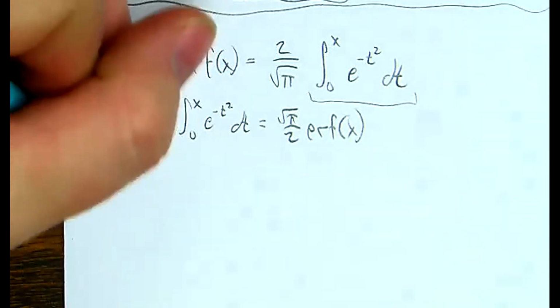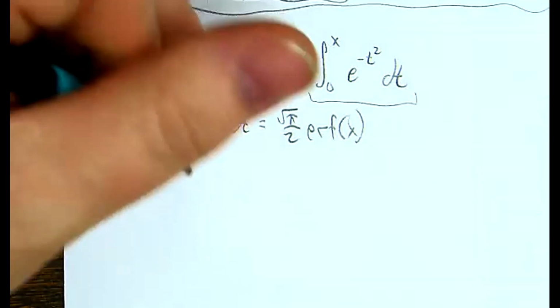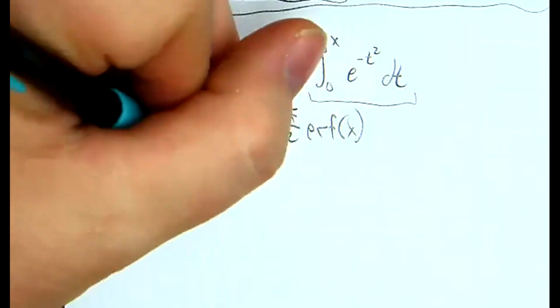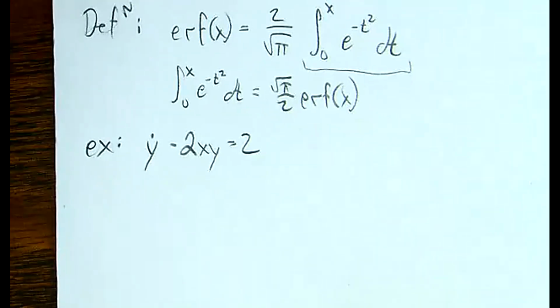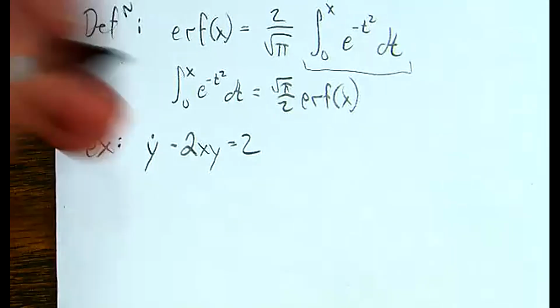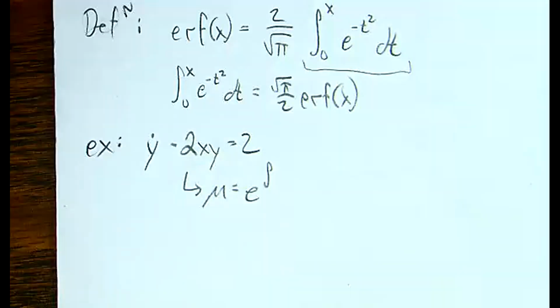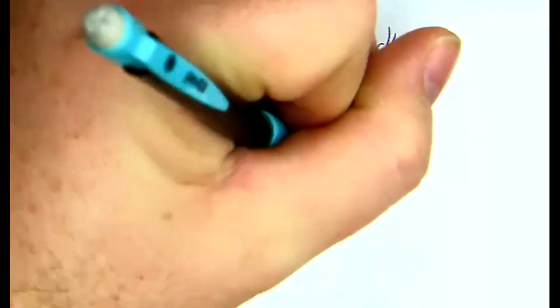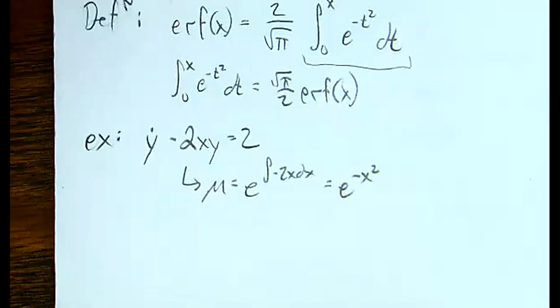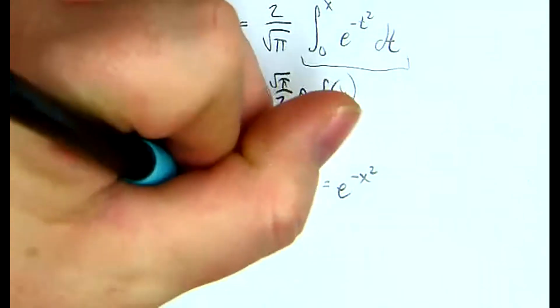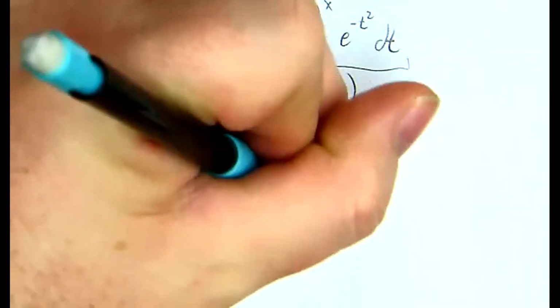We might see this show up if we're asked to solve the differential equation y dot minus 2xy is equal to 2. We have tools at our disposal to find the solution to this. We can just use an integrating factor. Here, mu is equal to e to the integral of negative 2x dx, which is e to the negative x squared. So this is the derivative with respect to x of e to the negative x squared y is equal to 2e to the negative x squared.